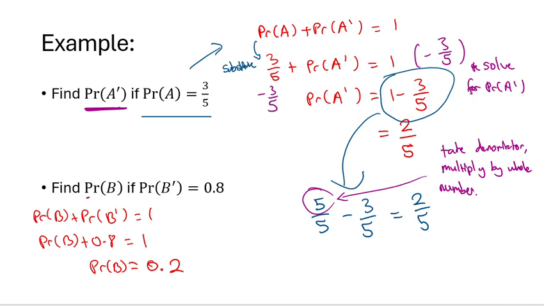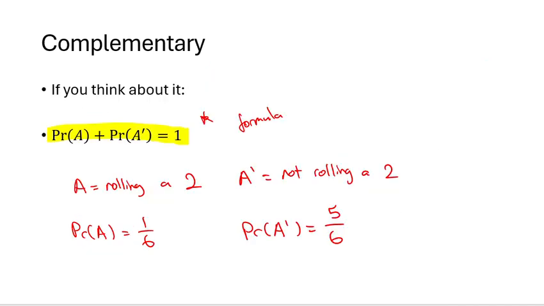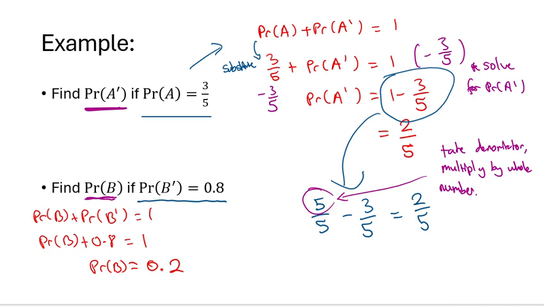Now, let's move on to the second one. Find the probability of B if probability of B dash equals 0.8. So just instead of writing the formula in context of A, you can just write it in context of the letter B instead. So I'm going to write out the formula and then I'm going to substitute what I'm given and then I just solve it like normal. So in this case, what I did was I subtracted both sides by 0.8 and 1 minus 0.8 is 0.2.